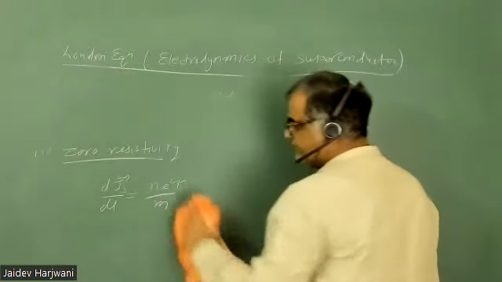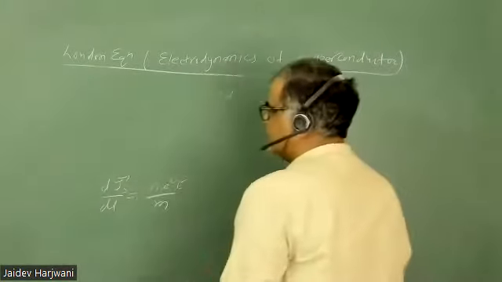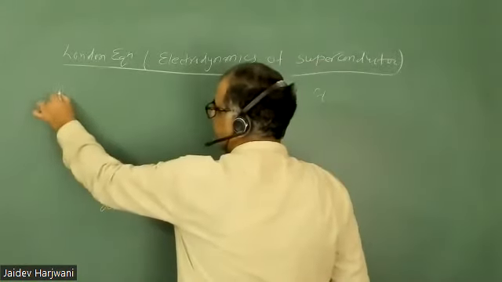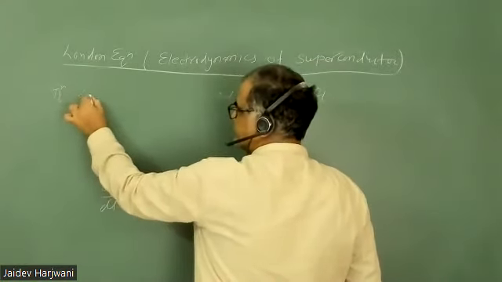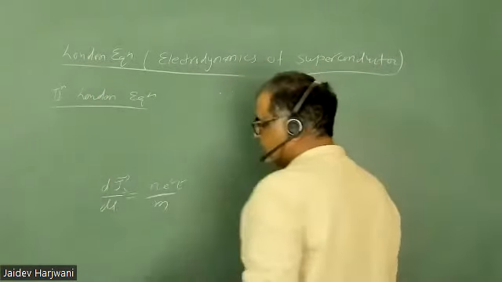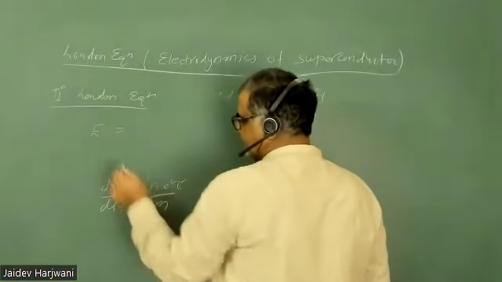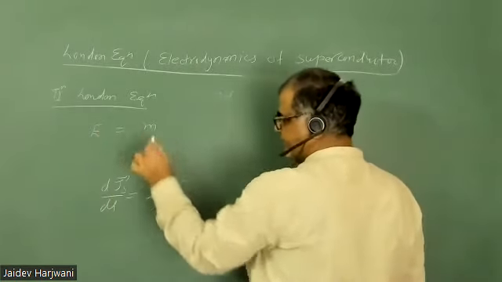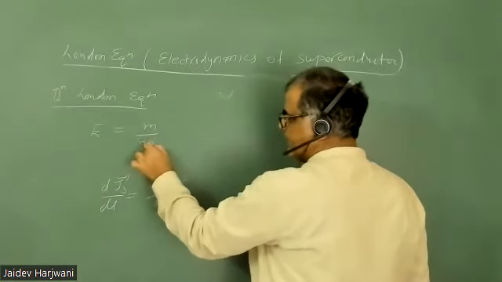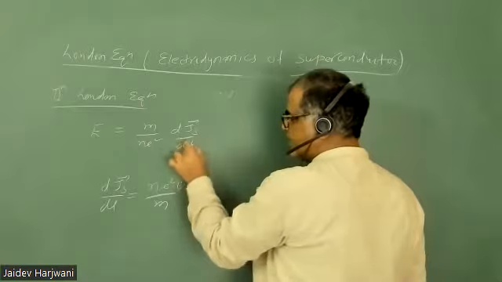Now I'm using the same equation in order to write the second London equation. So in order to write the second London equation, write E from here. What is the value of E? E will give you m upon ne square dJs upon dt.